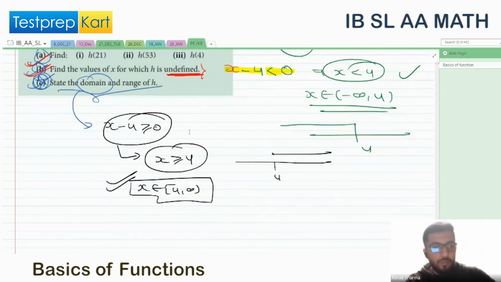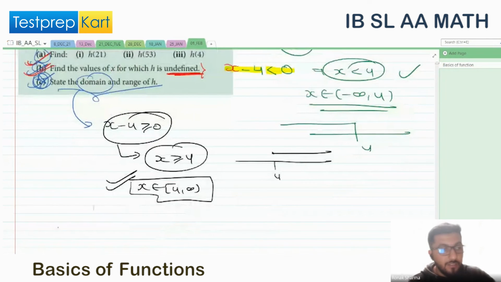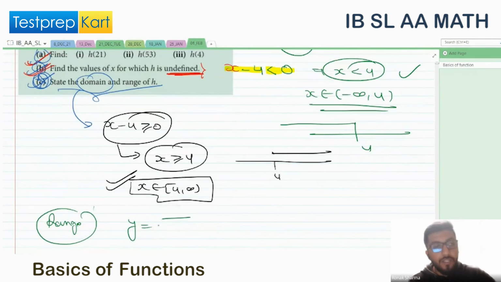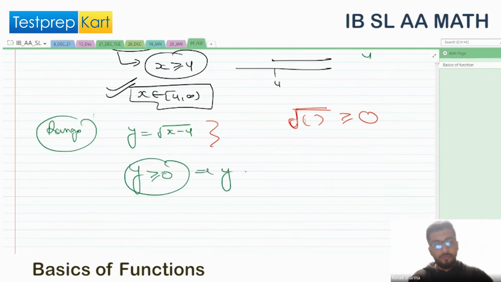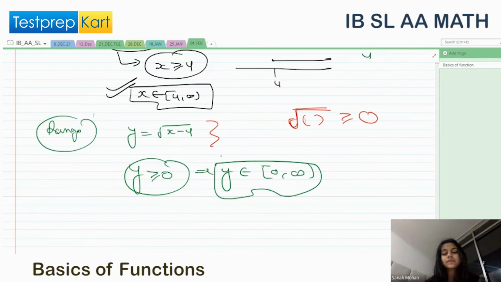Okay. So here the domain is this. Now, if you go for the range, the range is what? Simply y is the square root of x minus 4. Now, do you remember I have told you that any square root quantity is greater than or equal to 0, whatever expression you put here. So the range is greater than or equal to 0. Understood? Okay.